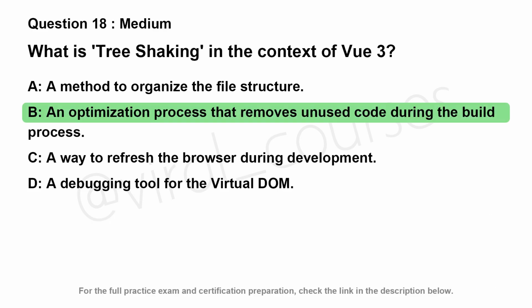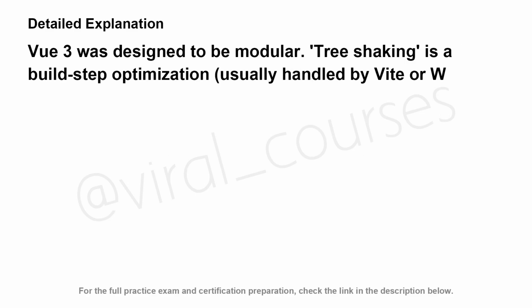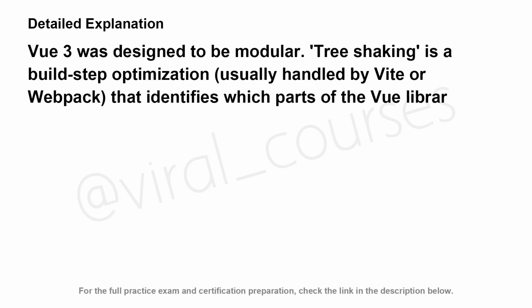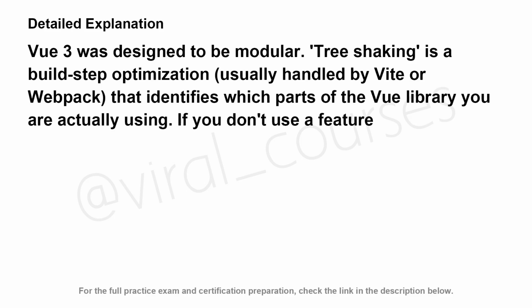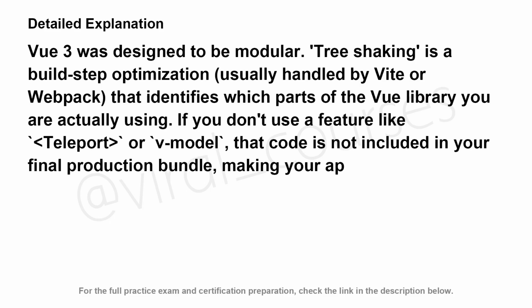The correct answer is B. Vue 3 was designed to be modular. Tree shaking is a build step optimization, usually handled by Vite or Webpack, that identifies which parts of the Vue library you are actually using. If you don't use a feature like <Teleport> or v-model, that code is not included in your final production bundle, making your app smaller and faster.